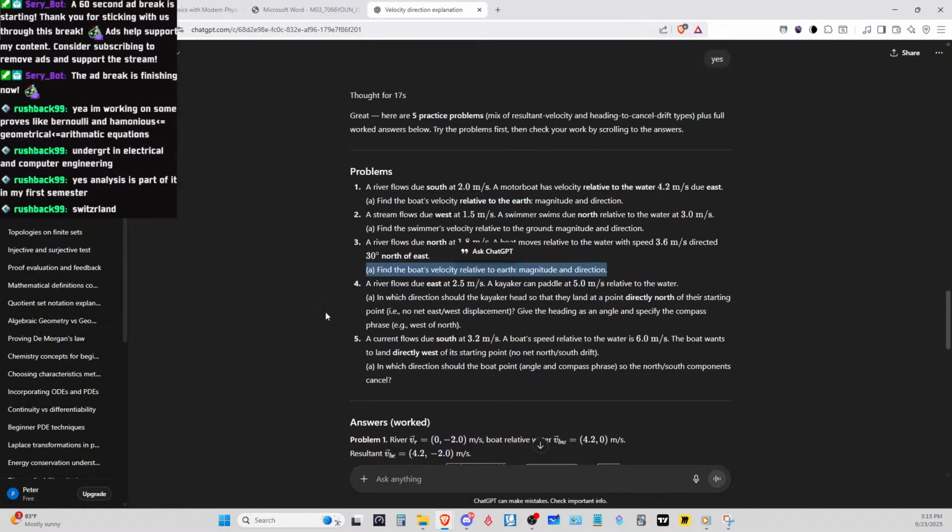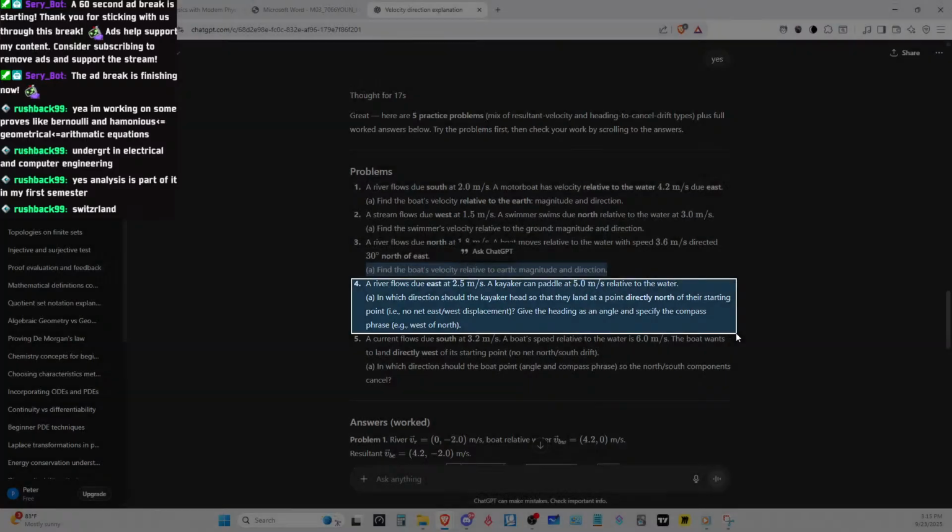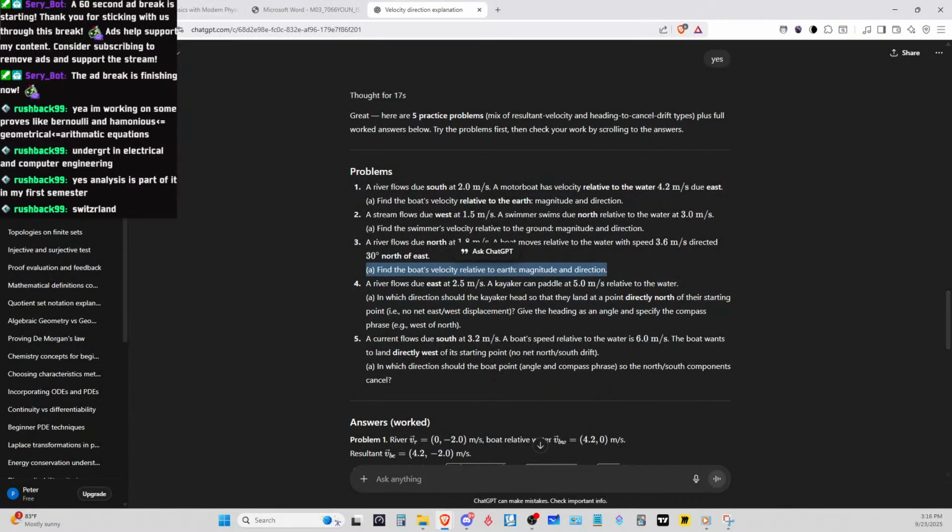Okay, all right, next question. So I think we're doing pretty well with these questions. Now we're getting more practice with relative velocity, which I think is good.